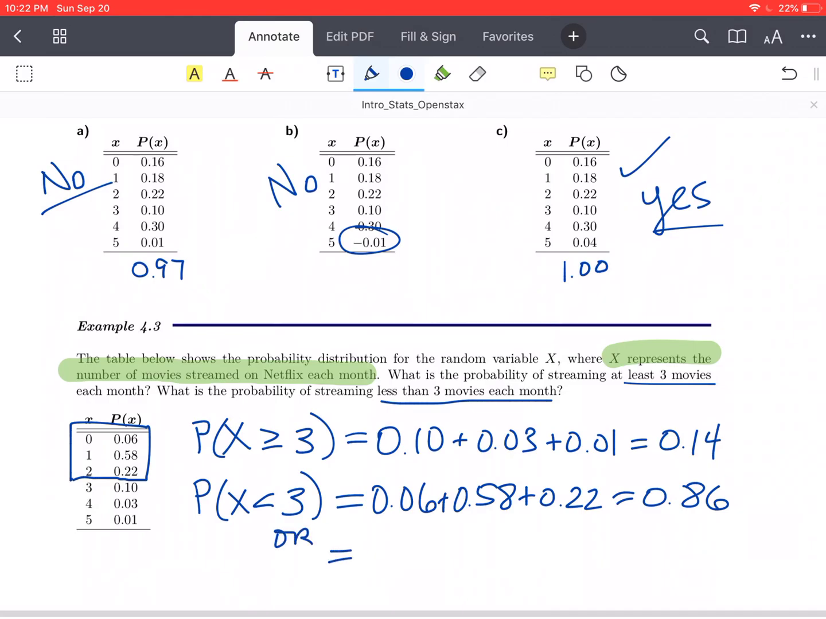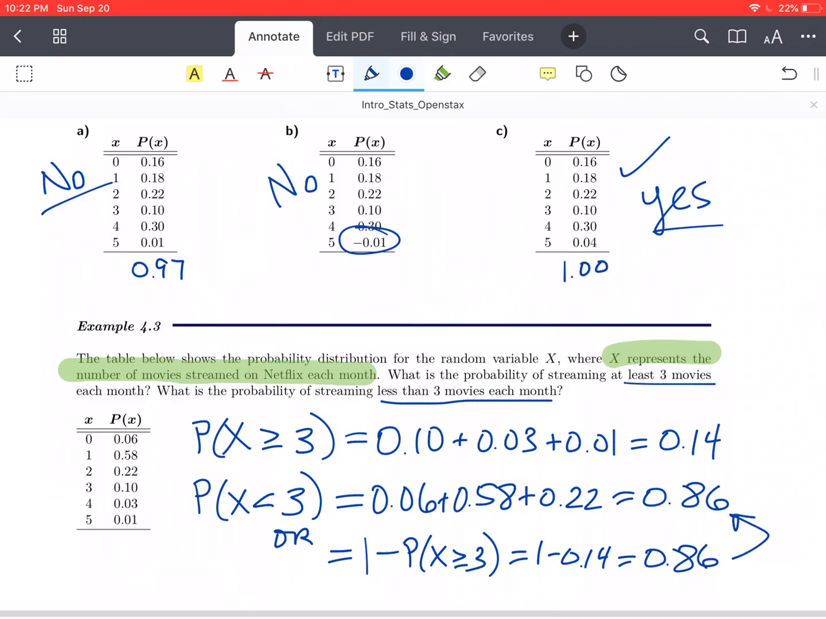Or you could have also solved this just noting that these two events are complements of each other. So we have greater than or equal to 3 or less than 3. Those two things are complements. So we could just take 1 minus the probability that x is at least 3. So 1 minus 0.14, which is 0.86. Just another way of getting to the same thing. So there's more than one way to argue that probability, using what we know about how to find those probabilities.